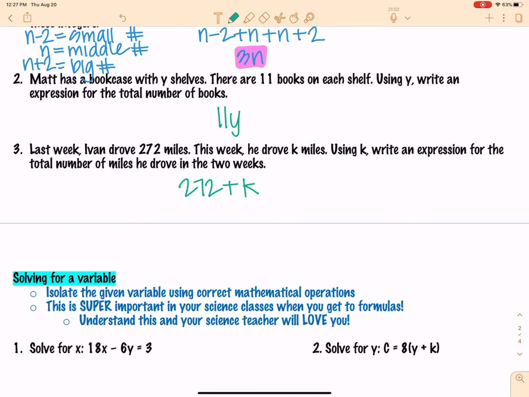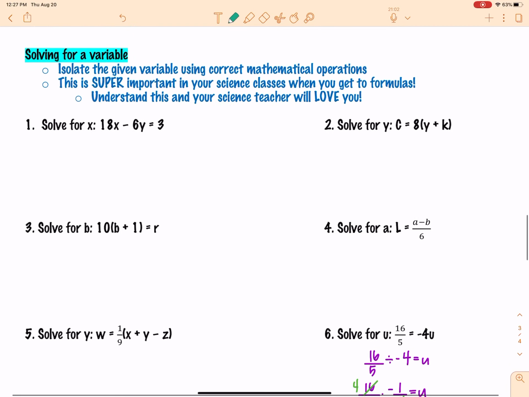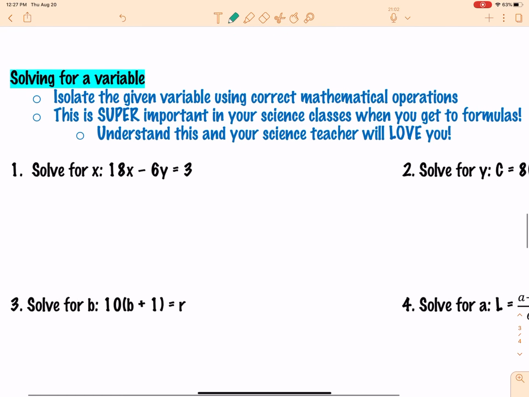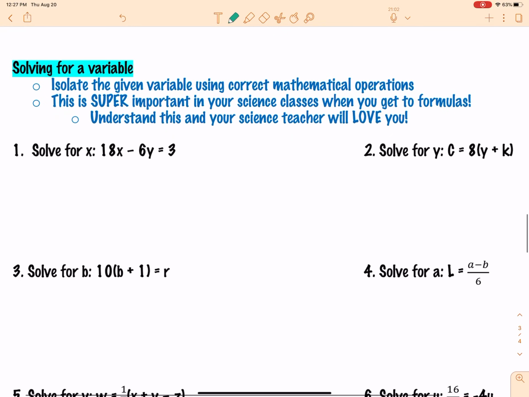All right, last section for today. We're going to solve for a variable. Okay, so we're going to pick a specific variable. You're going to get equations that have multiple variables, and I'm going to say solve for this particular one. It's very easy to get confused if you don't have good basic solving equation skills, but for most of you guys, this should be pretty easy.